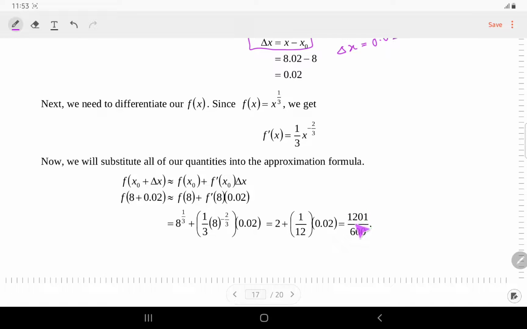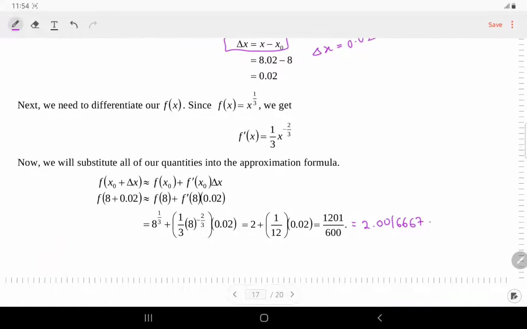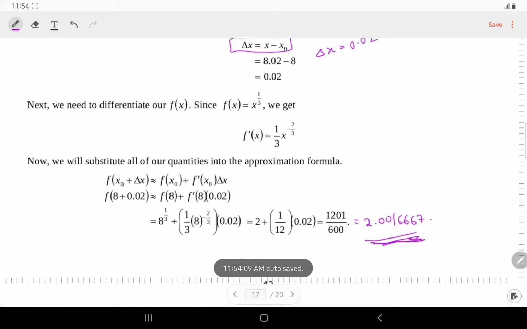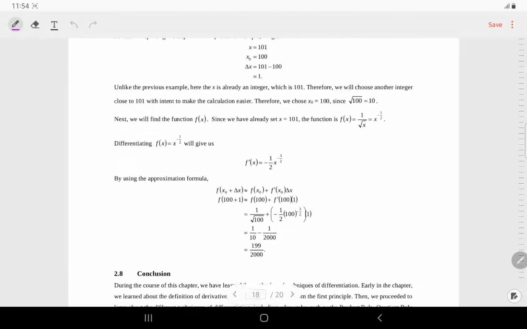When we check this value, 1201 divide by 600, it is equal to 2.0016667. It is roughly the same as the earlier one that used a calculator. This is the exact solution, and this is the approximate solution using the differential approximation formula.